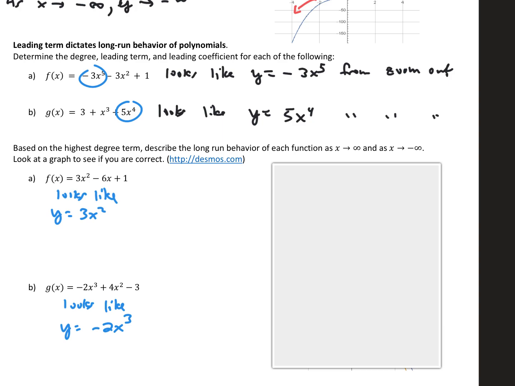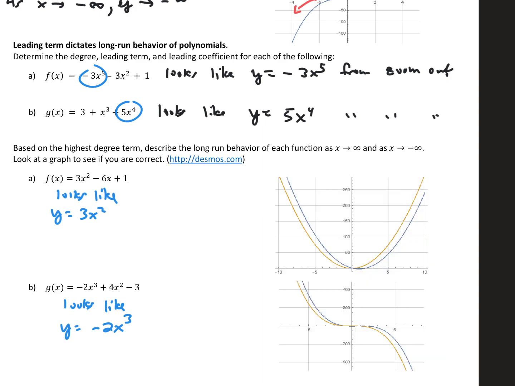And again, when I say looks like here, I mean not in the middle, not where all the wiggling happens, but out, far out at the ends, like we were seeing in the previous pictures. So let me just show you the pictures of these things, so you can see what I'm talking about. In each case, the blue curve is the original. So the blue curve is the original function, and the yellow curve is the one I'm saying that it looks like.